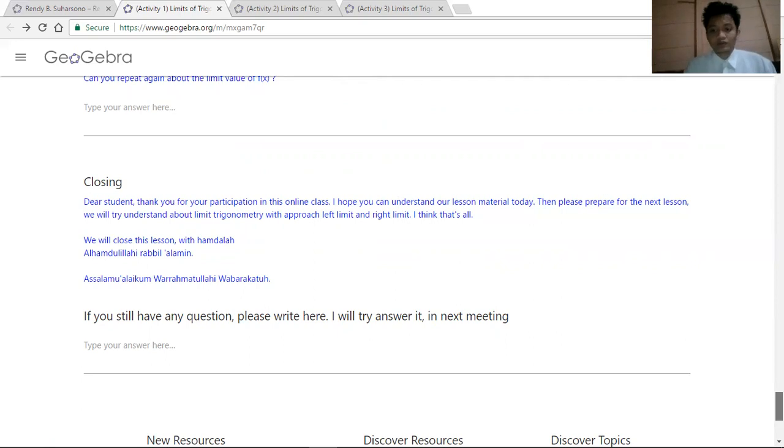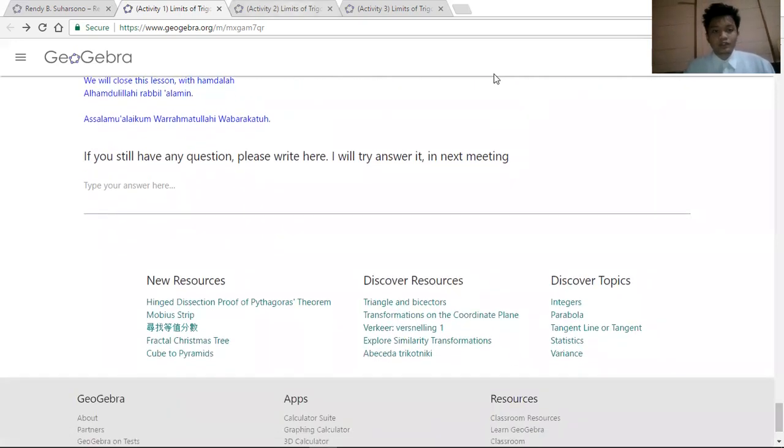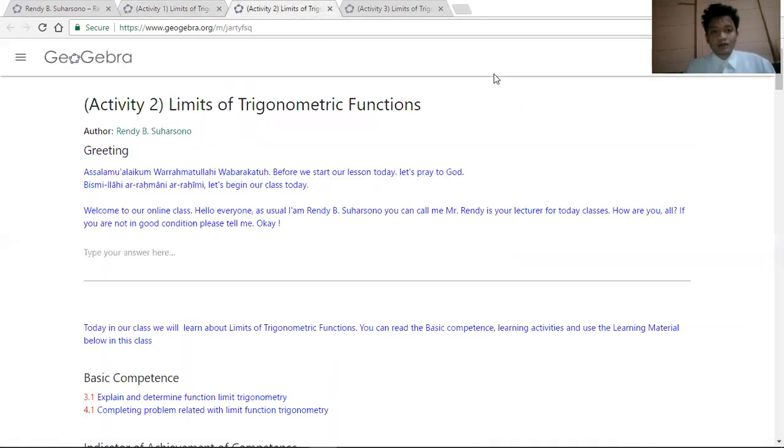That's the activity 1. Let's come to the next activity. Activity 2. Activity 2, limits of trigonometric function.